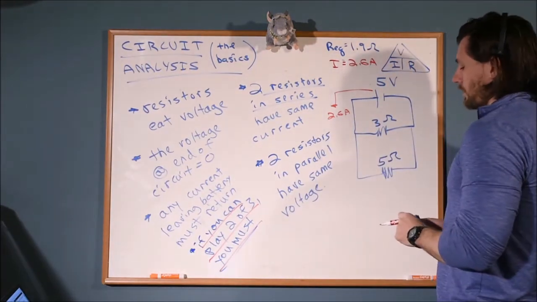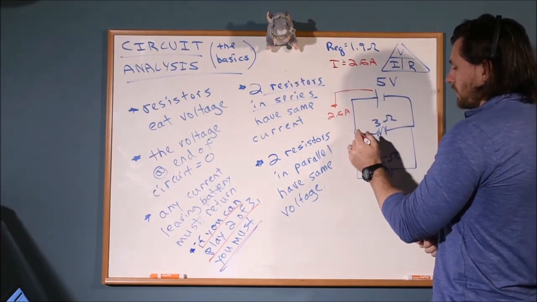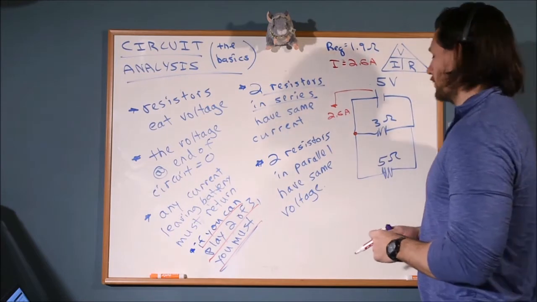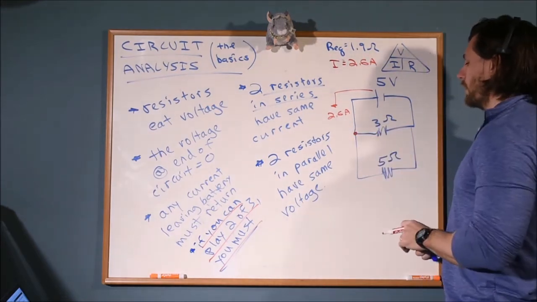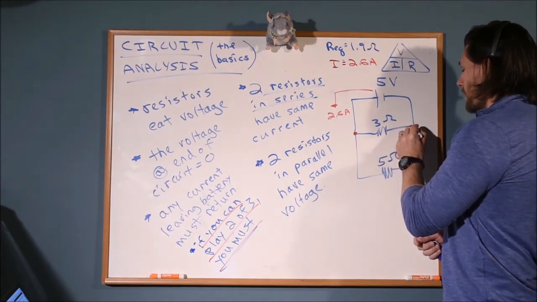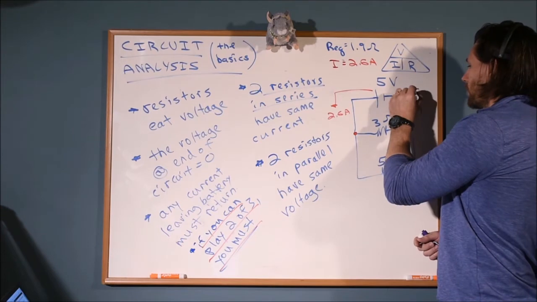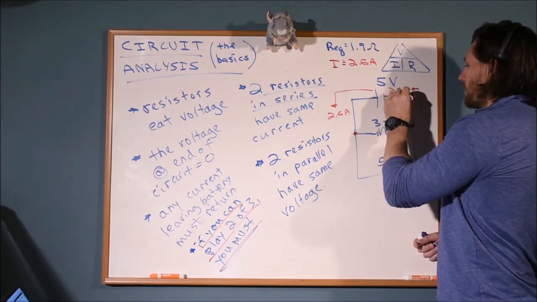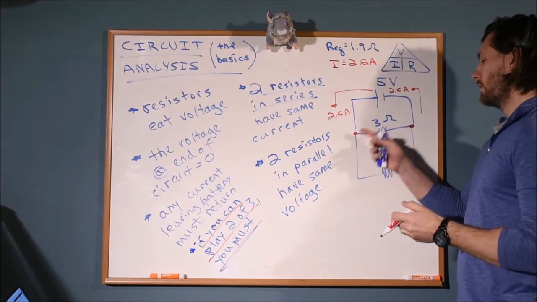Again, if we think of this as water, you can see that the 2.6 amps leaves the battery, gets to this spot, and now we have a fork in the road. Some of the current's going to go this way. Some of the current's going to go this way. It's going to join back up here and then return to the battery. So we know at this point it's going to be 2.6 amps. But we don't know what it's going to be here because it has to make a decision about where to go.